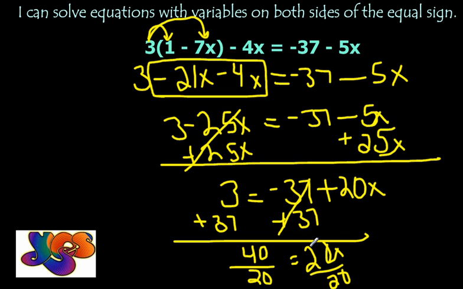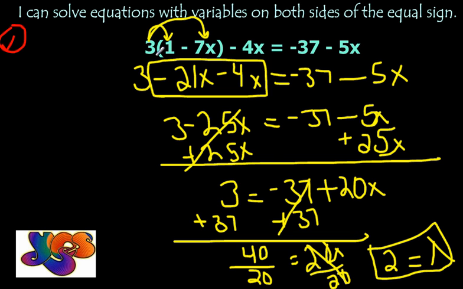This gives me 1. 1 times x is x equals 40 divided by 20 gives me 2. So my solution to my equation is x equals 2. Now, because I am a super fantastic algebra student, I'm going to check my work.